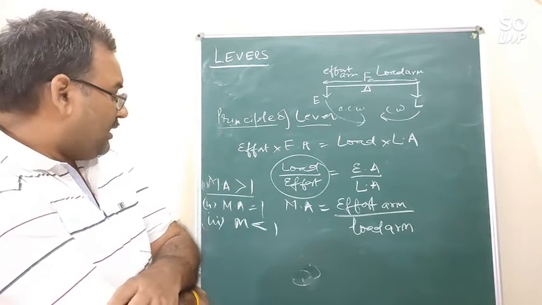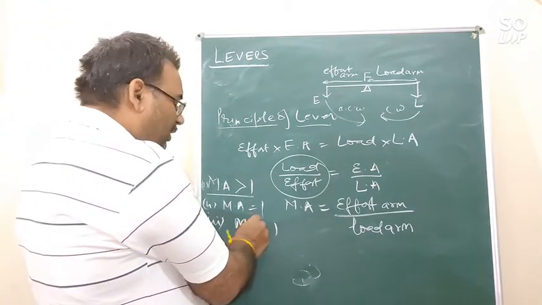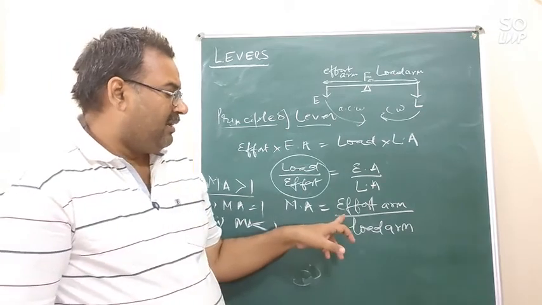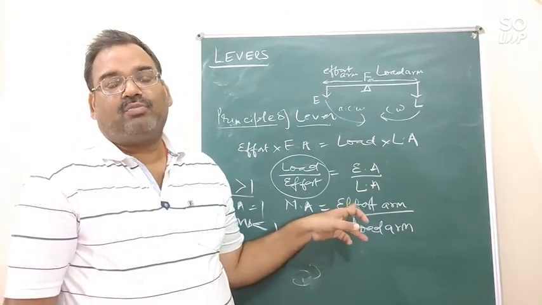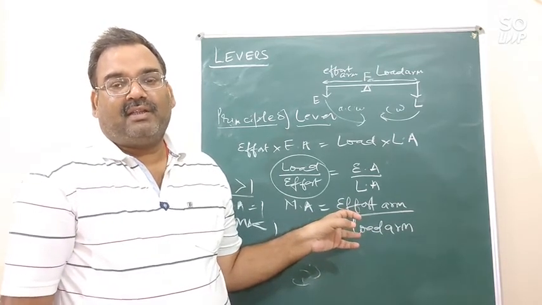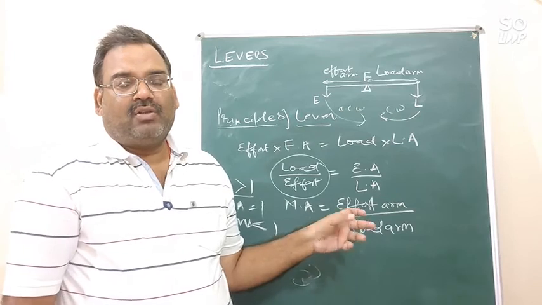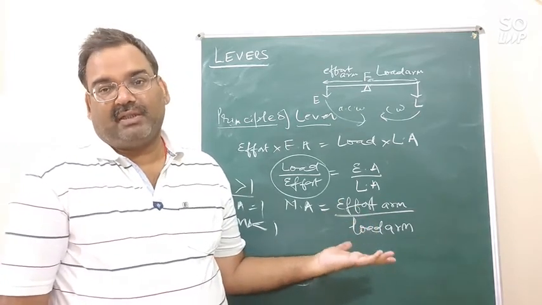And the third class of lever is when mechanical advantage is less than 1. This will happen only when the load arm is greater than the effort arm, or the effort arm is smaller than the load arm. In that case, the value of mechanical advantage will be less than 1. These kinds of levers are used for gain in speed.